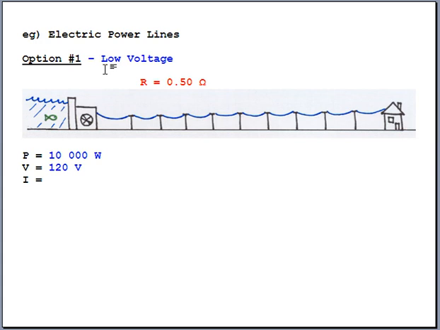Okay, so you do a little P equals IV and divide, and you see that you need to have 83 amps run through that extension cord. This is not going to go well, trying to get 83 amps through your extension cord.